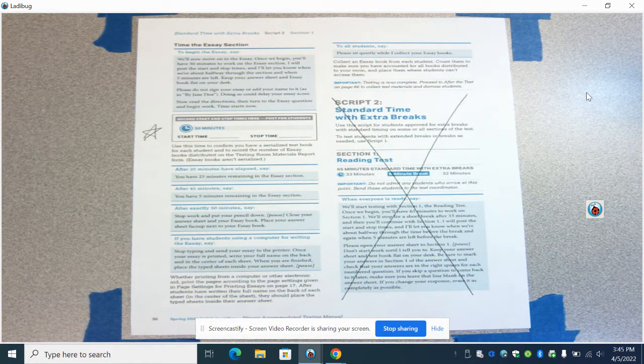As I said before, this is just for the test itself. There's more information that was included in emails and on the website. So please make sure you look at and read that information, familiarize yourself with that.